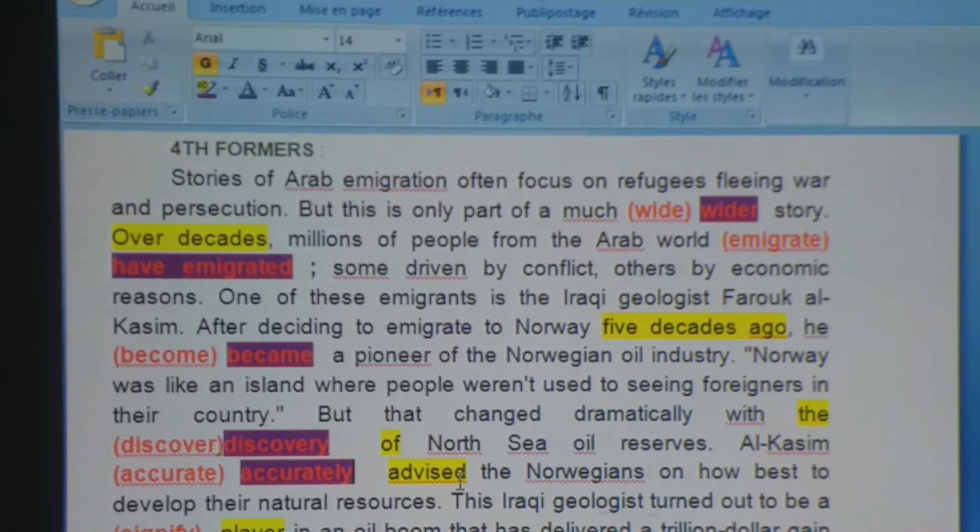This Iraqi geologist turned out to be a signify player. Okay, signify here. What is signify? Signify, beautify, purify, clarify, rectify. So this is the ending: ify is the ending of a verb. This is how to make a verb.